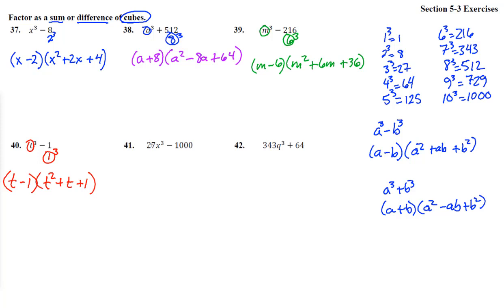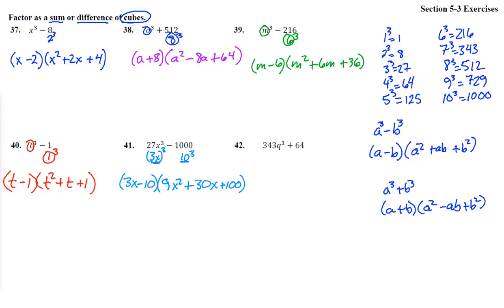Number 41. 27x cubed. So that's actually 3x altogether cubed. So the a is our 3x, and this is 10 cubed. So we're going to use 10 and 3x. This is a subtraction, so we're at this formula right up here, 3x minus 10. And then we have 9x squared plus ab, so that's plus 3x times 10 is 30x plus 100. Wow, look at that.